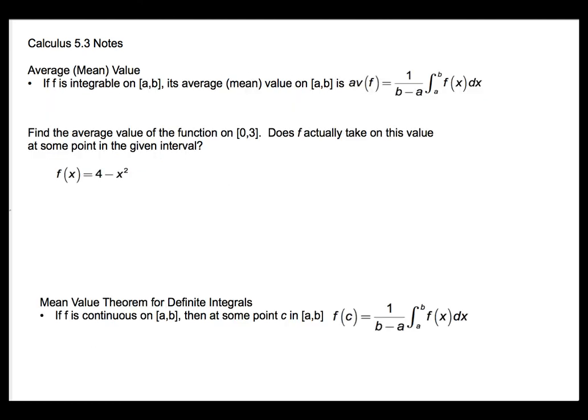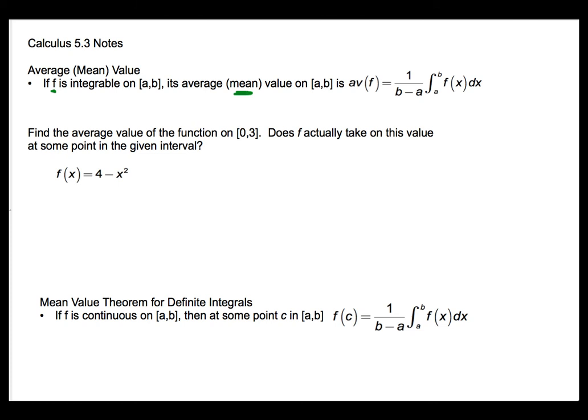Okay, the mean value theorem. The average value, the mean value, mean and average is the same thing. If f is integrable on a to b, in other words, if we can take an integral of it on the closed interval a to b, its average or mean value on a to b is 1 over b minus a times the integral from a to b of f of x dx. It's not too bad of a guy. Just relax, take a deep breath, and look at this one right here.